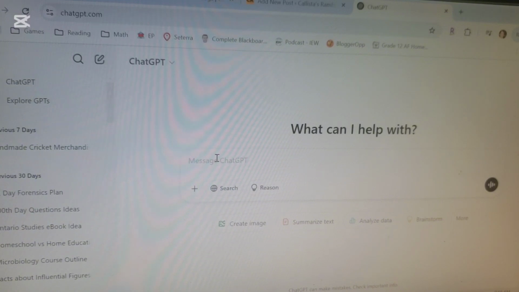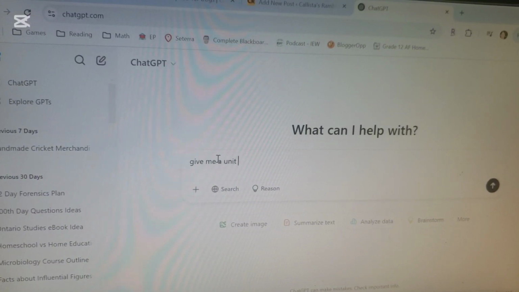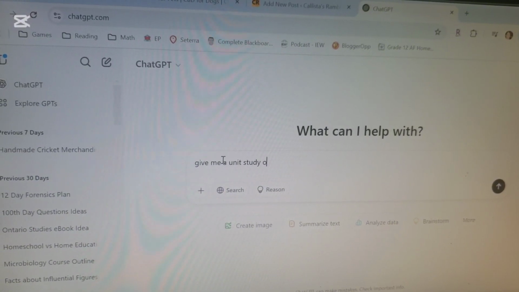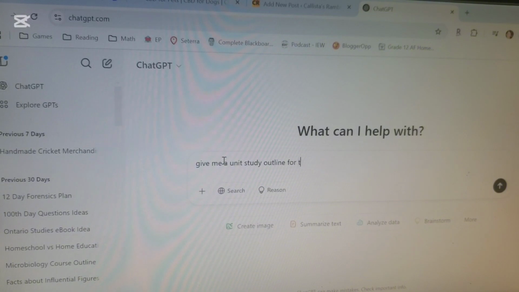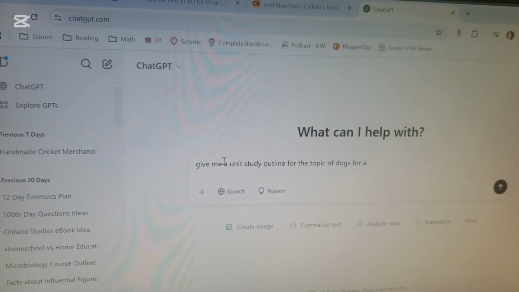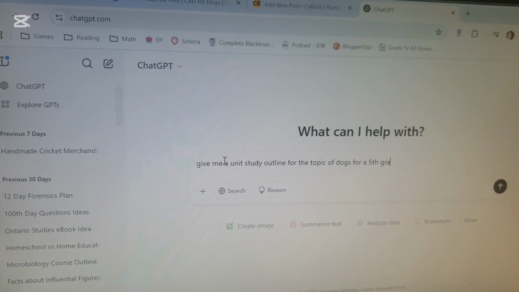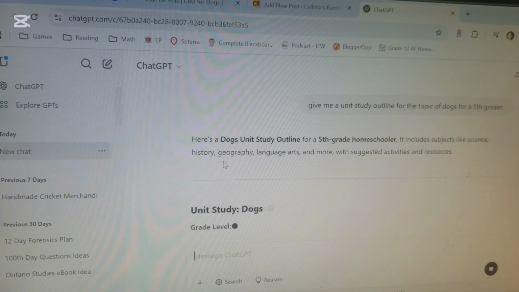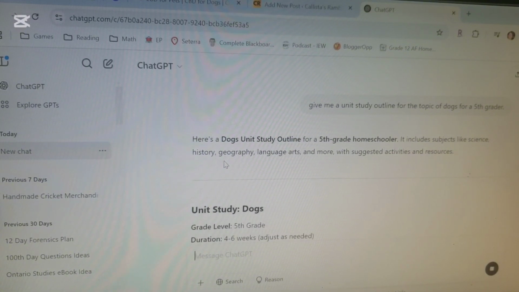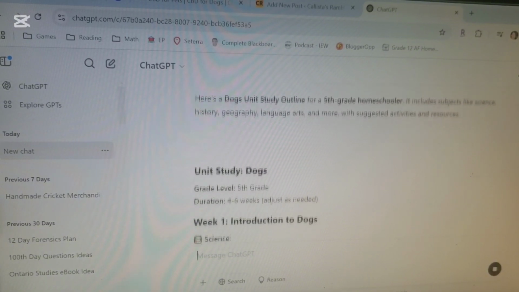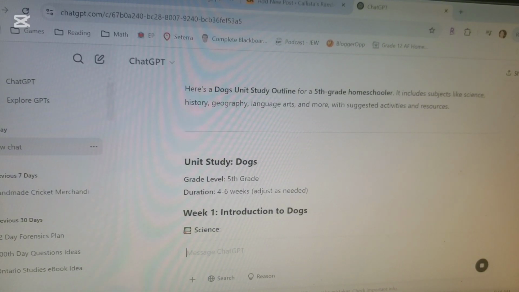Okay. So, give me a unit study plan. No, I'm going to use outline for the topic of dogs for a 5th grader. Let's try with that. It thinks and it just spits it out real fast. Okay, and we can scroll down and see that it's going to give us 4 to 6 weeks. We can adjust as necessary. I hadn't given it its time period, so I can decide I want it to be a 2-week one, etc.